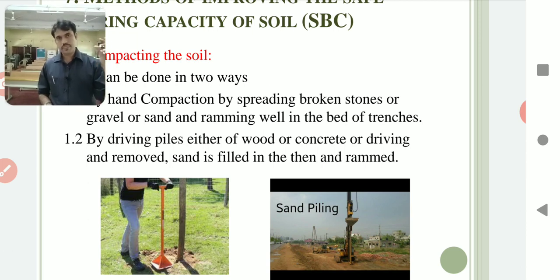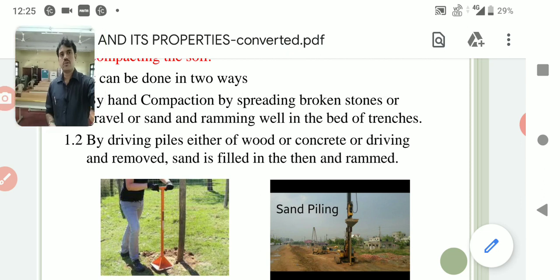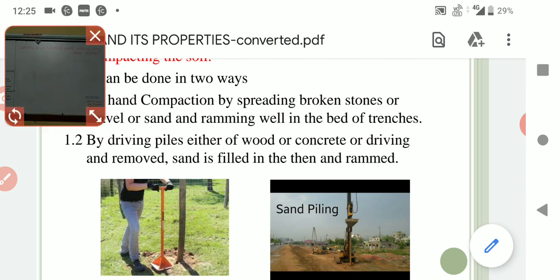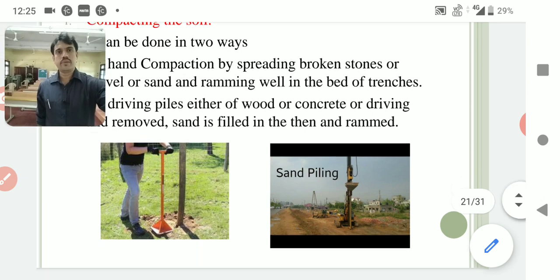So in the holes we will pour sand. Sorry for the disturbance. Right, so this is the sand piling method.